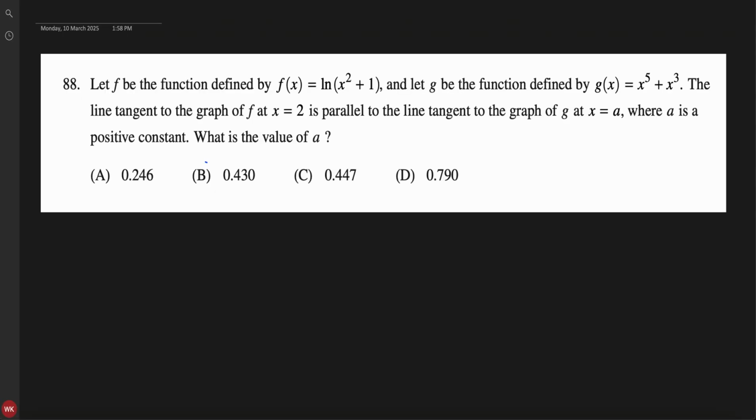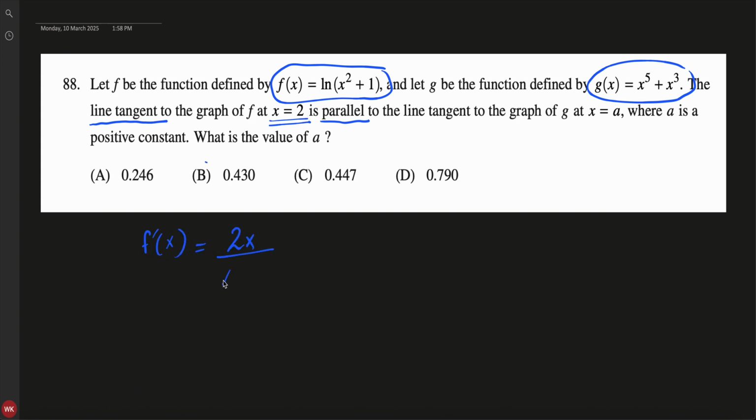So here we are looking at a tangent line and parallel lines. That means that the derivative of this function and the derivative of this function have to be equal to each other. Now, we know that when I differentiate f, I have to plug in 2. Let me differentiate f. So f prime of x is equal to 2x over x squared plus 1. Now I'm going to plug in that 2, so I'm going to have 4 over 5.